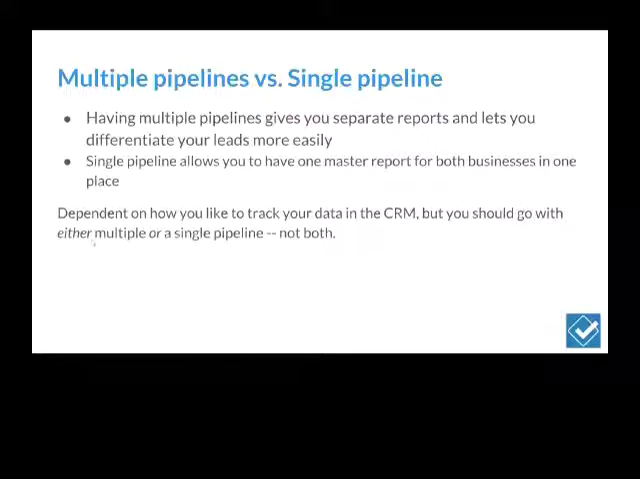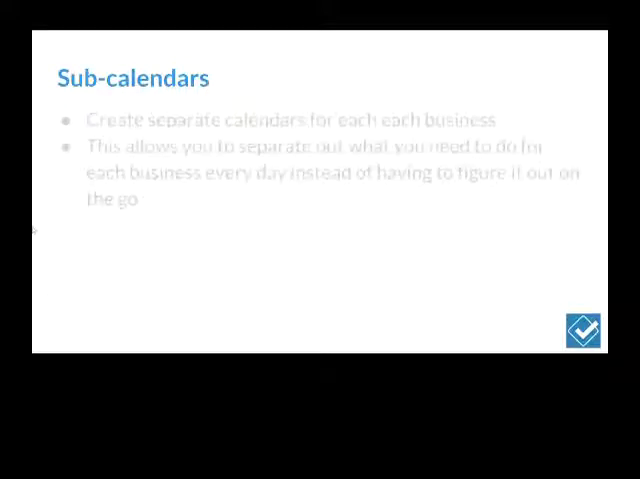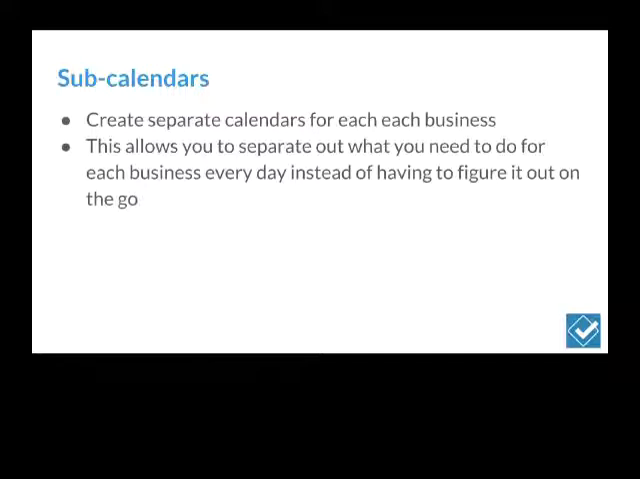So now that we've got our contacts and companies segmented out in the system, you need to start managing and tracking your interactions with them in an organized fashion. And this is where sub calendars or multiple calendars can come in handy. Your day to day for each business can either be very different or very similar. And regardless of that, it's useful to be able to separate out your follow ups and meetings that you need to do from one business from the other business.